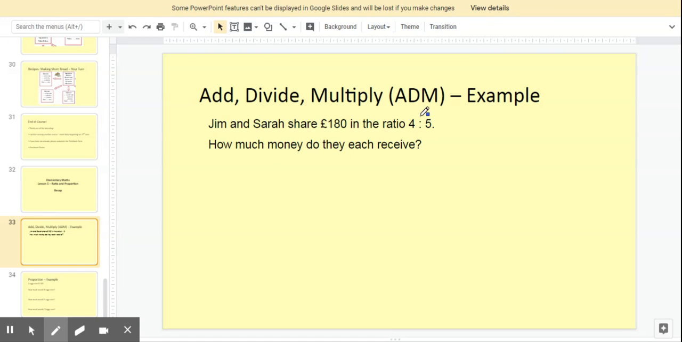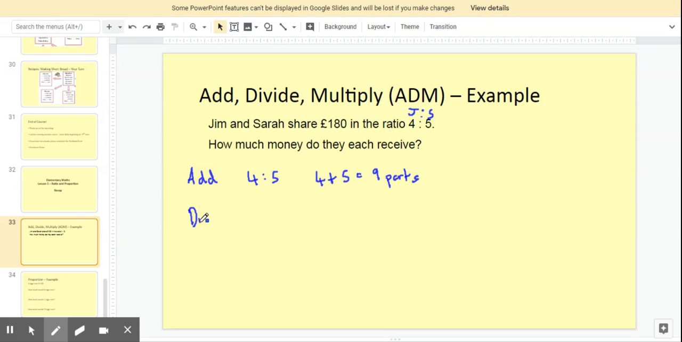So here we've got 4 and a colon, 5, which we say as 4 to 5. And that's Jim and Sarah. So the 4 parts would be Jim, and the 5 parts would be Sarah. So when we're sharing, first thing we need to do is add to find the total number of parts. So take the ratio, which is 4 to 5. 4 plus 5 is going to give us 9 parts in total.